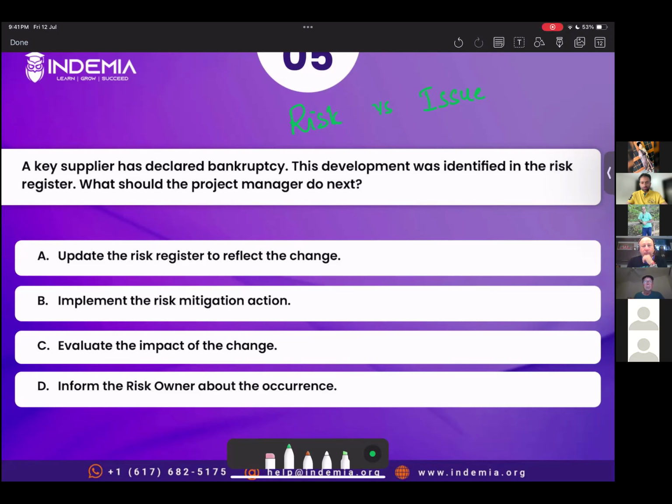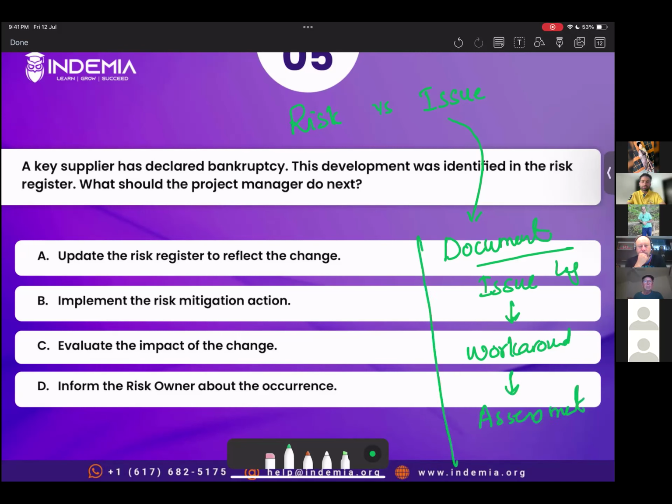Whenever an issue has occurred, now issue means you haven't identified it. What do you do? You document it because it was not documented. So you document it in the issue log. Step number 2, if it is an emergency situation, you implement a workaround. Step number 3, you do the assessment. You understand? So this is the sequence of activities if an issue has occurred.